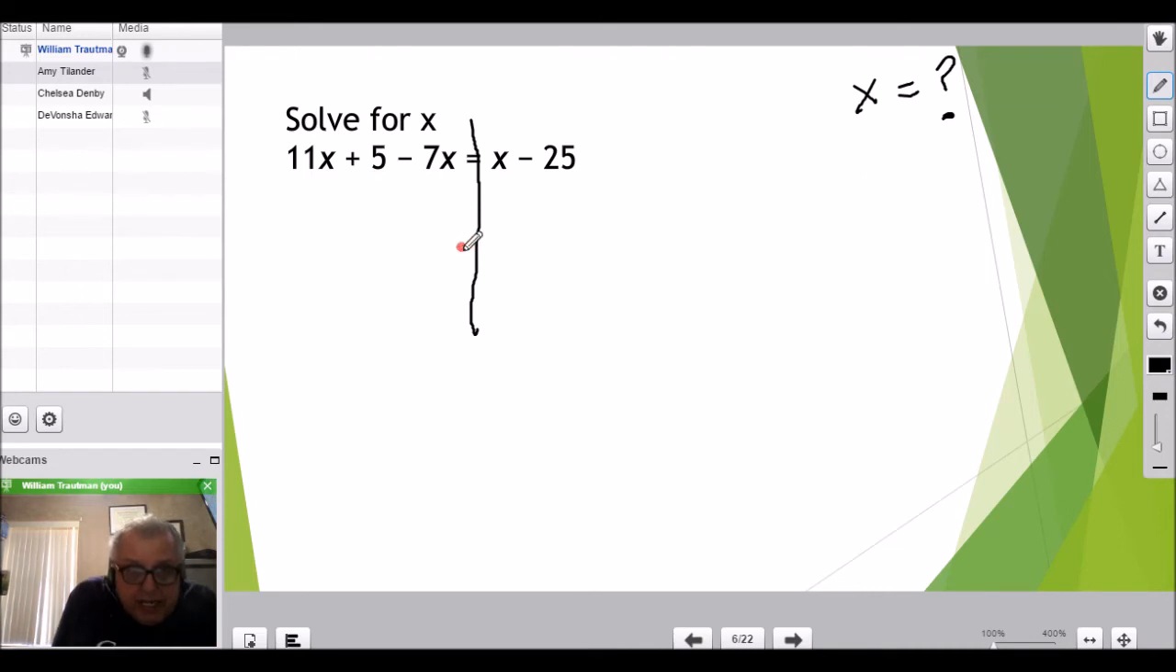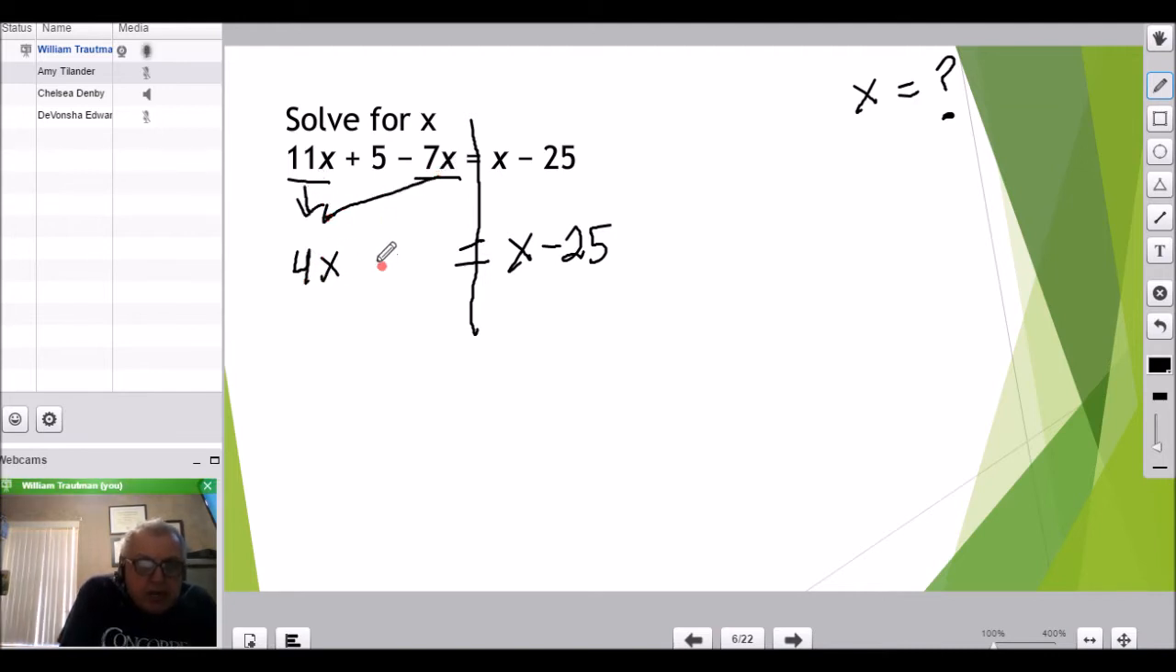Well, on the right-hand side, x minus 25 cannot be combined, so that stays like it is. But on the left-hand side, I can combine 11x minus 7x because they're both x's. 11 minus 7 is 4x. And then I'm going to add the 5. Okay, so the steps I put for solving for x was combine each side separately. We did that.